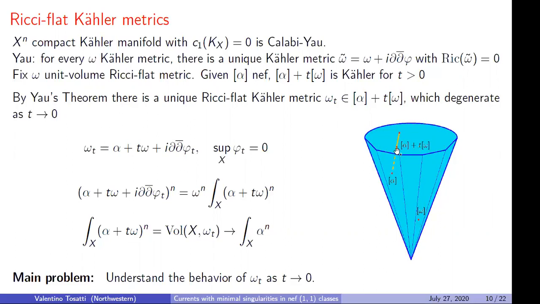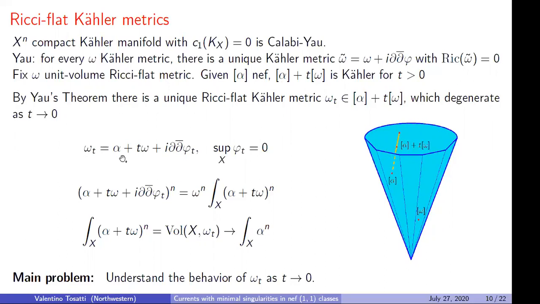So you move inside the Kähler cone, and by Yau's theorem, for t strictly positive, you can find a unique Ricci-flat Kähler metric, call it omega t, in this class. And if you let t go to 0, they have to degenerate. Sorry, I didn't say it: alpha is nef, but not Kähler. I take it on the boundary of the cone.